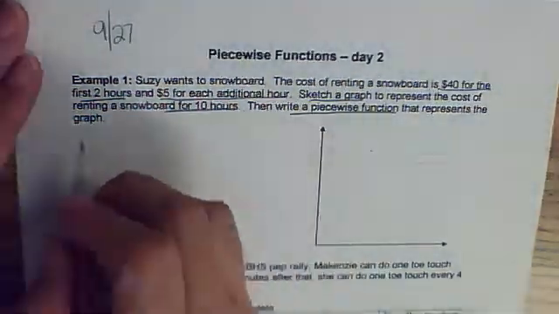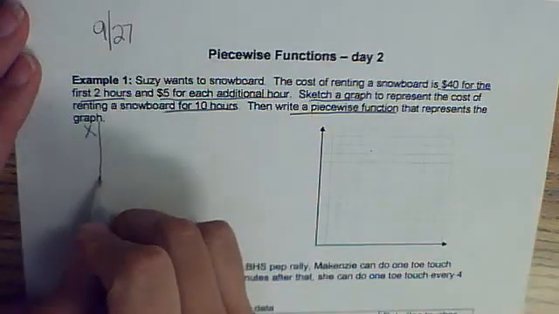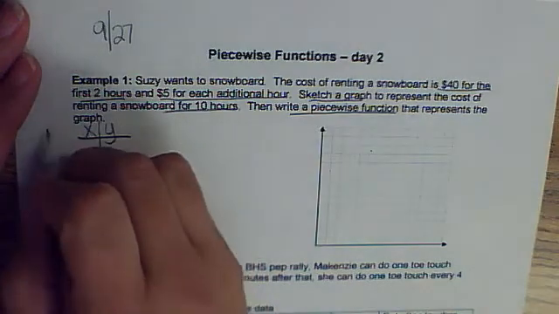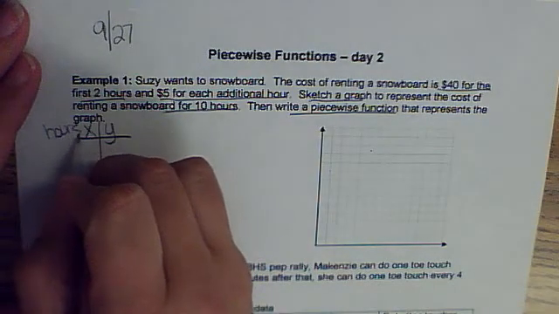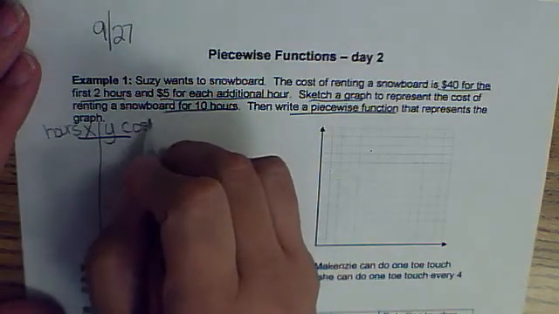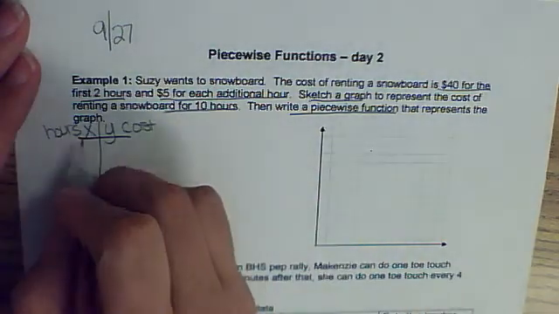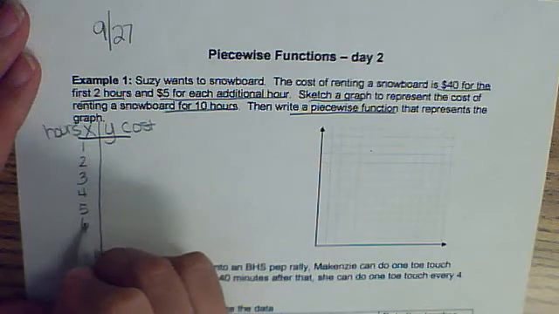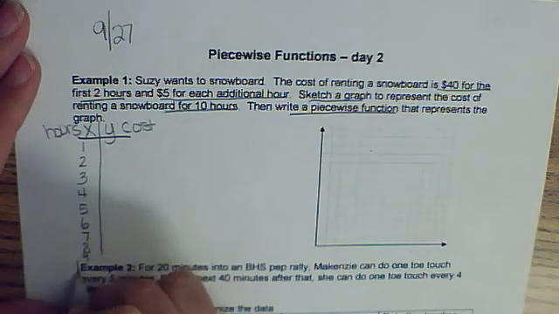So in order to sketch a graph, we first have to make a table. So X and Y. In this problem, the X is the hours and the Y is the cost. So our hours, we want to go up to 10. So 1 hour, 2 hour, 3 hour, 4 hour, 5, 6, 7, 8, 9, and 10.